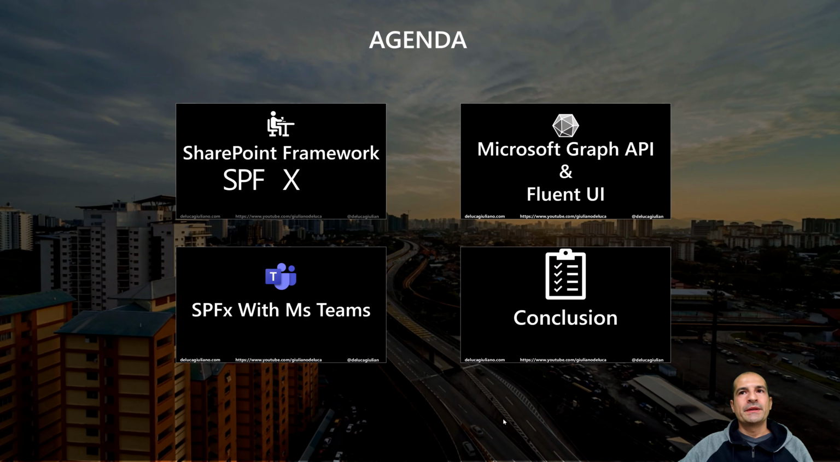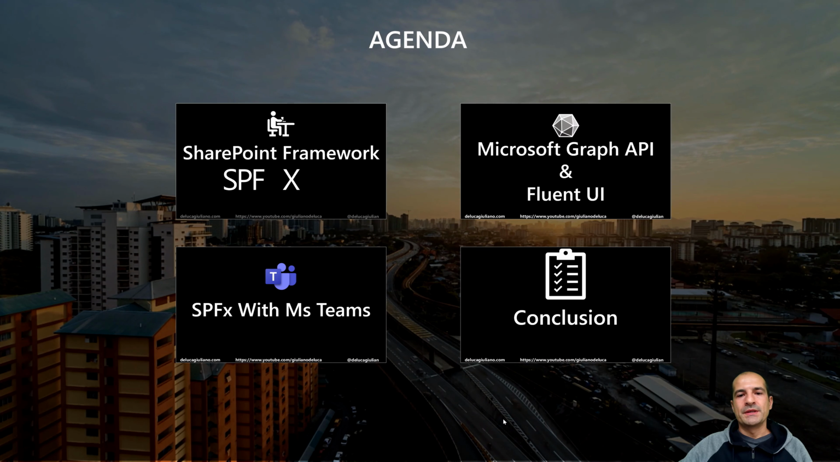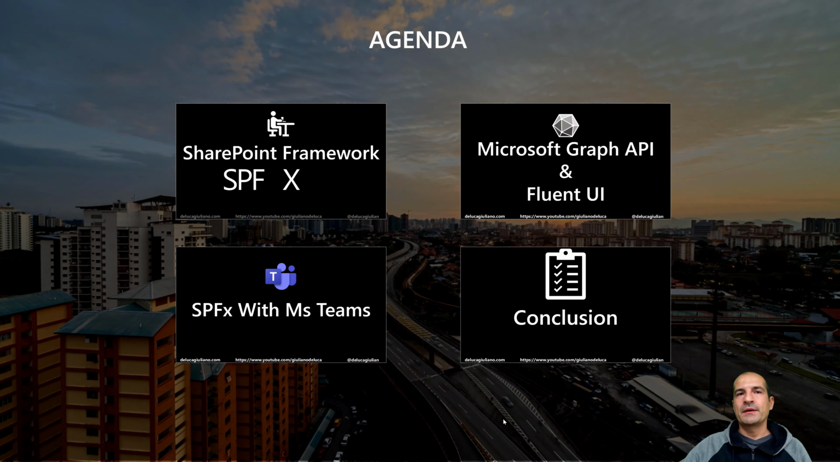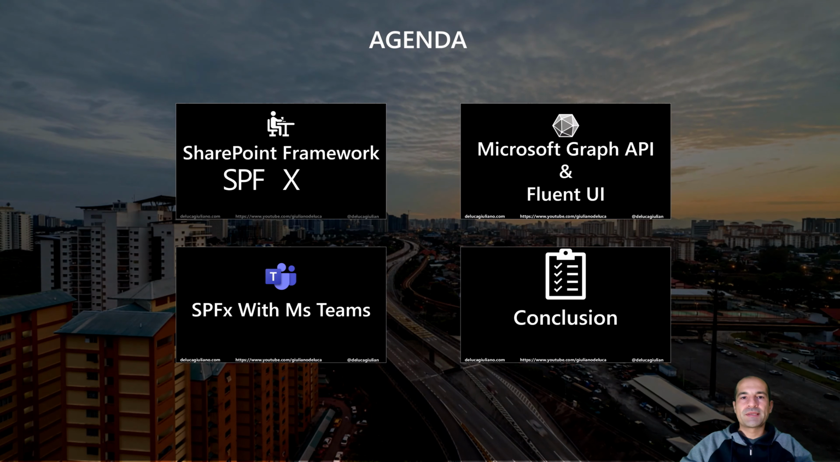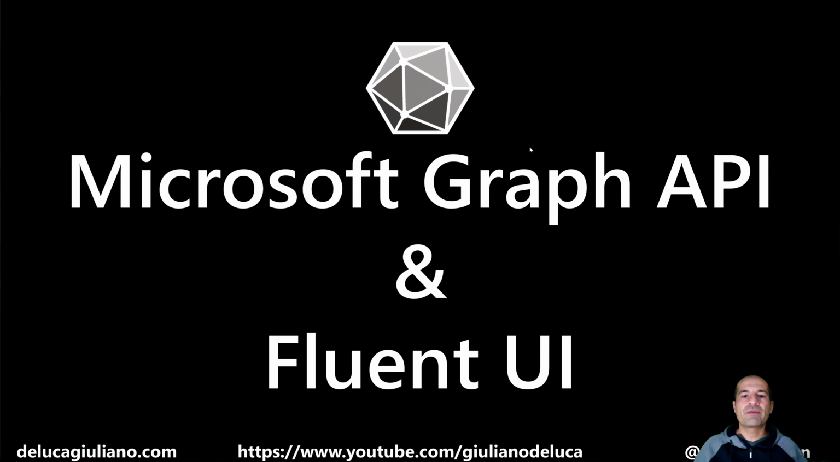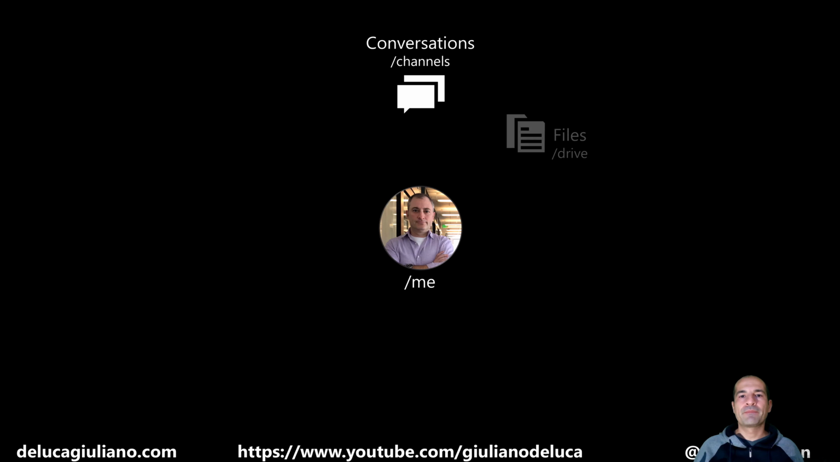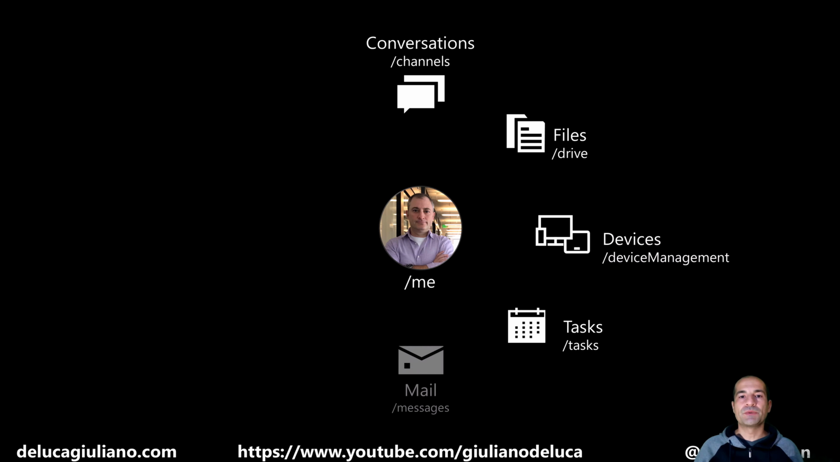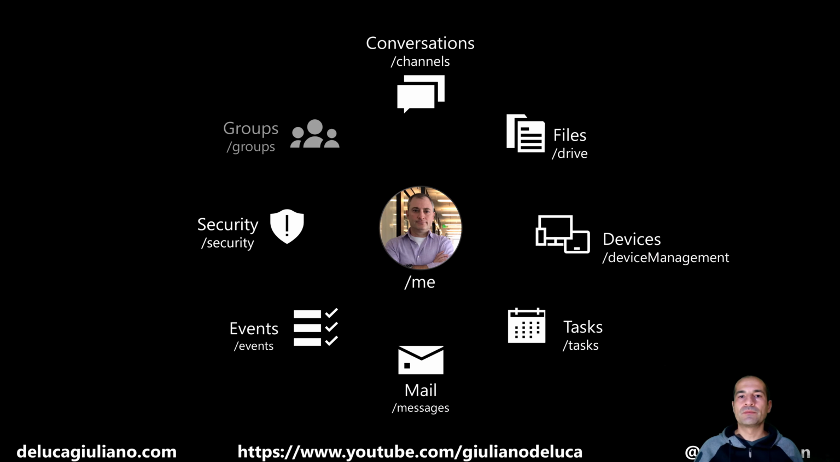Okay, we covered now this part of this session, the first topic. Moving forward now with the second topic, Microsoft Graph API and Fluent UI. So Microsoft Graph API is a big container of APIs that surface Office 365. You can consume these APIs to read, update, write or delete any content on Office 365.